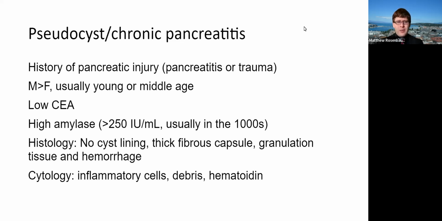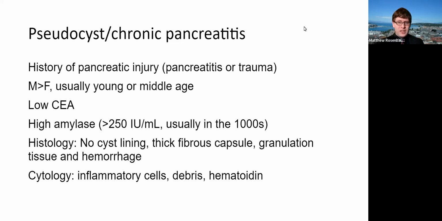Amylase is less useful. Amylase tells you that you are in the pancreas in general, that it's connected to the pancreatic duct. You can see high amylase in cancer and in IPMNs. Usually it's really, really high in pseudocysts, but it's not as useful. So if you're going to do biochemical studies, CEA is the one to get. It's a little bit annoying to actually perform, but if you can get it, wonderful.